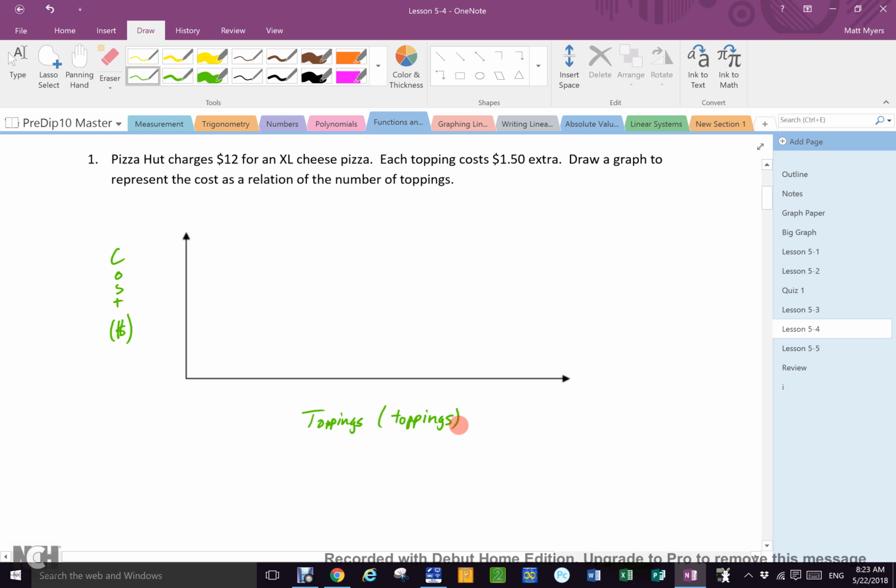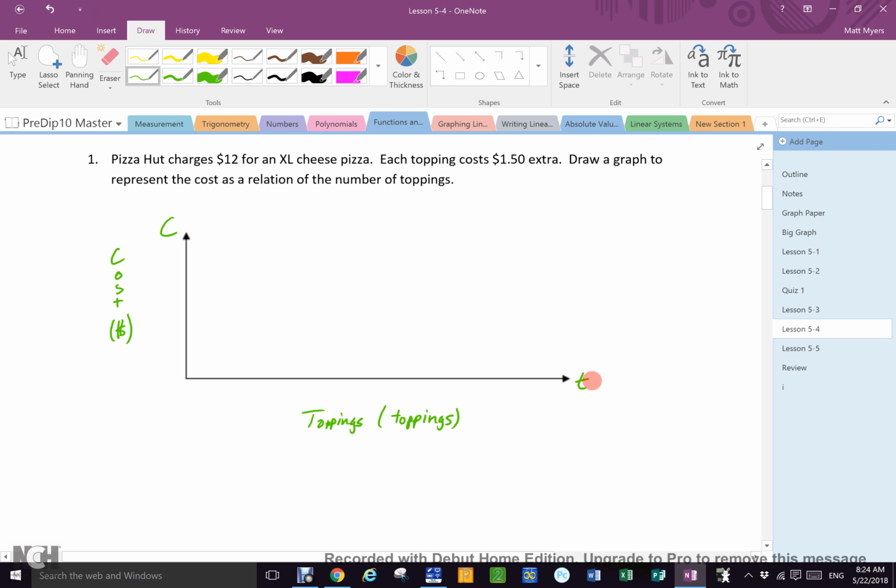Now, we should assign variables, shouldn't we? Because this is the title, this is what it's measured in, but it's not the variable, is it? What's the variable we should use over here? You could use Y. But what would be better? We're measuring cost here, right? So what would be a better letter to use? C. What are we measuring down here? So what letter should we use? T for toppings. Excellent.